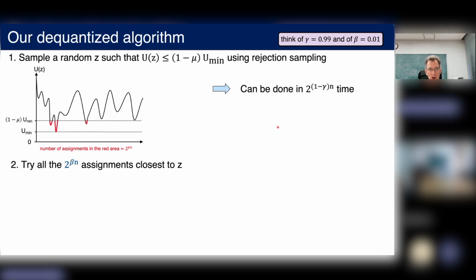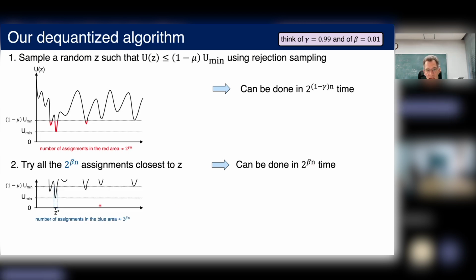And the second step is even easier. You simply try all the assignments close to what you obtained in the first step. You start with your Z and you check all the assignments which have small Hamming distance from Z. Of course, this can be done with this complexity. And the key observation is that if the random Z you took is in the blue area here, since Z star, the optimal assignment, is very close, you will find it. You will find your optimal solution.